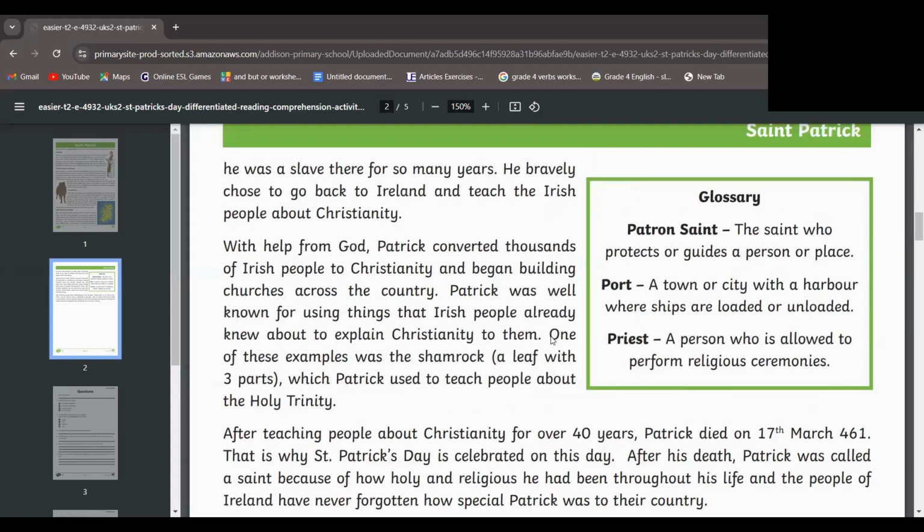Yes. Now, after reading this, what you understood about Saint Patrick, can you please give your answer in just 4 or 5 sentences?